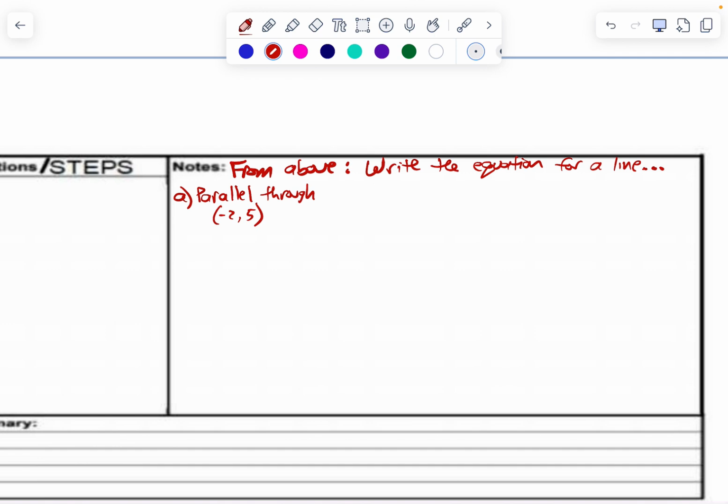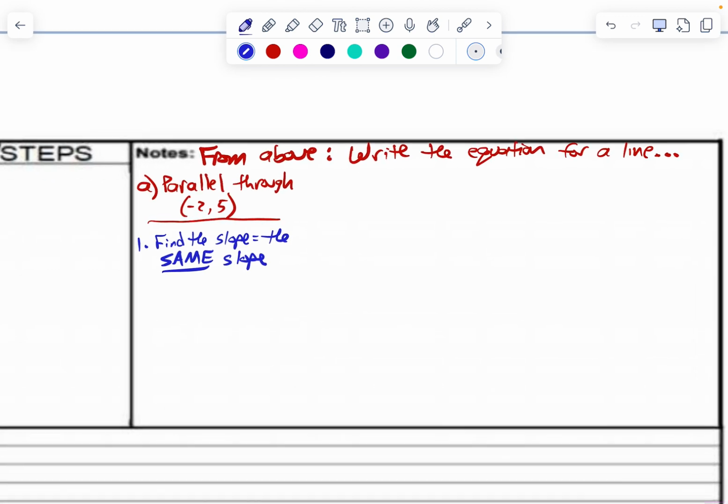Well, we know the slope. What is the slope? Has to be 3, right? Okay, so first step, underline that. Step 1, find the slope. Same thing as we did before. Only this time, it has to be the same slope. So that was 3, okay?